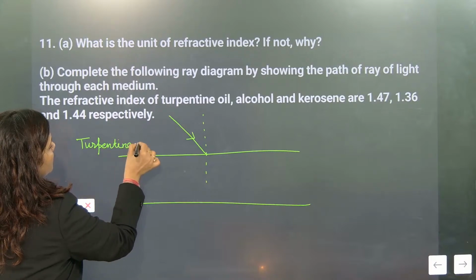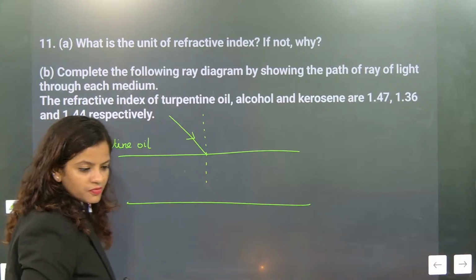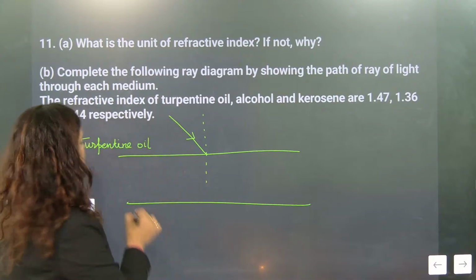Turpentine oil. One very bad news. 10th got very less marks in test. Now here kerosene.